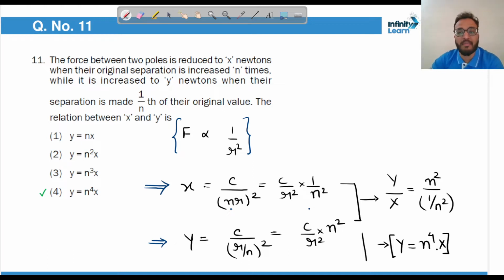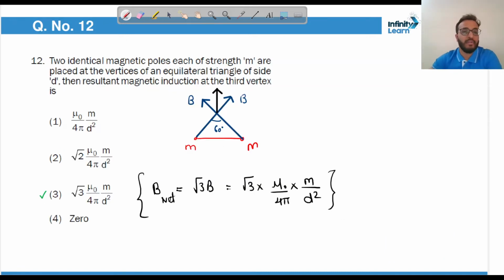Now you take the ratio Y by X. What are you going to find out? It comes out to be n square upon 1 by n square, which is Y equals n to the power 4 into X. I suppose this is the answer as well. Fourth option is correct.